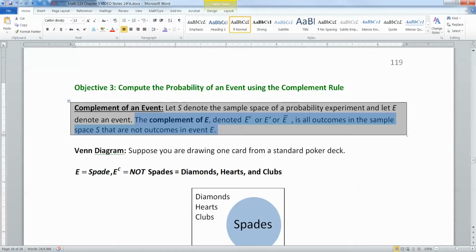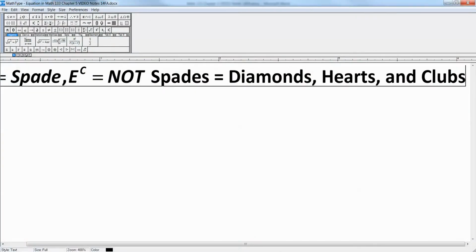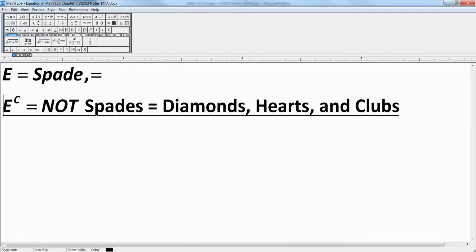Right? So everything that is in the sample space but is not in what you were looking at. Okay, well, what would that look like? So suppose you are talking about drawing a single card from a standard poker deck. Just pretend. So you're going to reach into a deck of cards and you're going to pull out a card. If event E is drawing a spade, then E complement would be not drawing a spade.